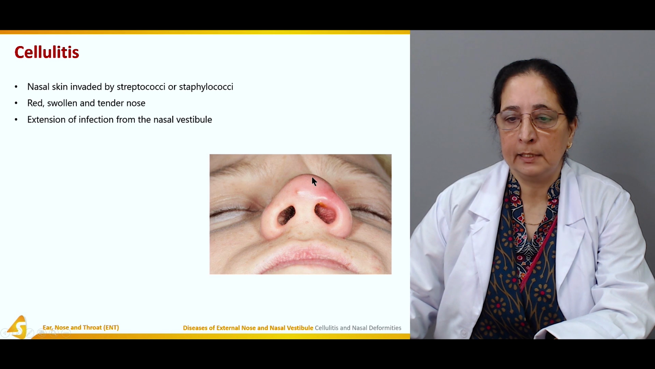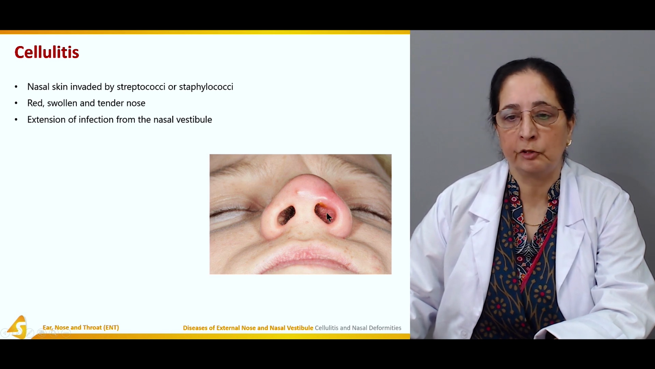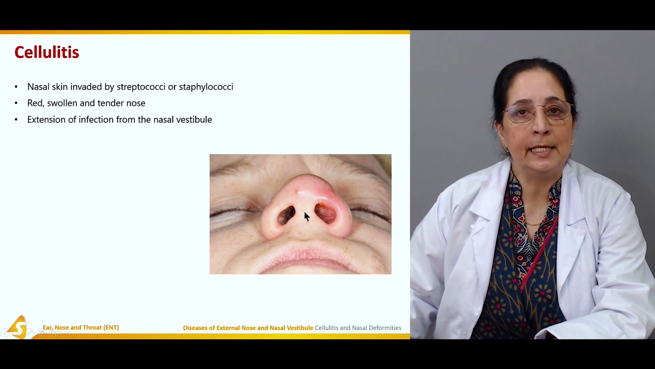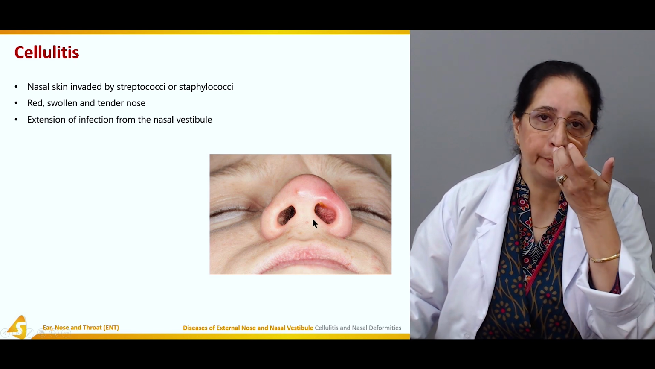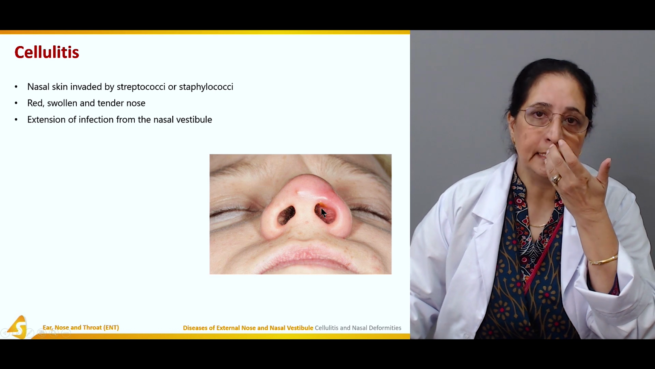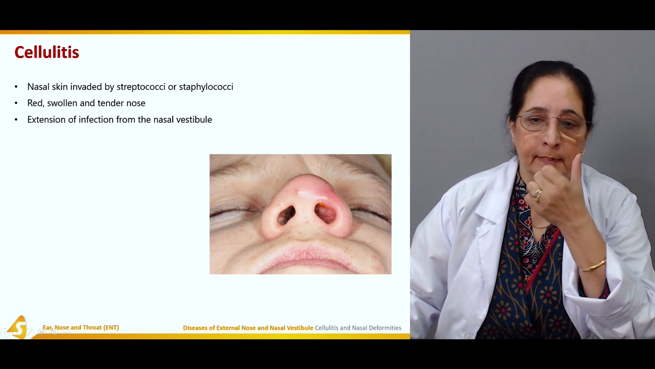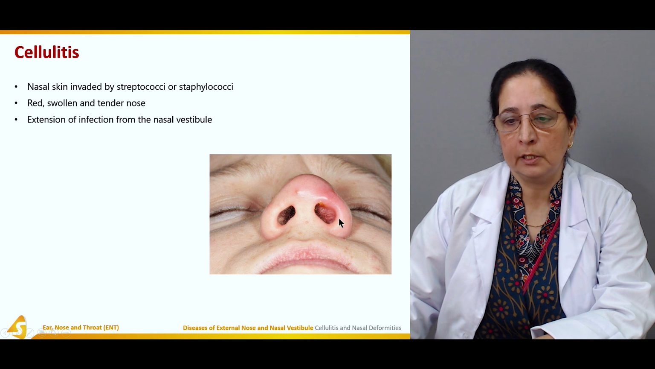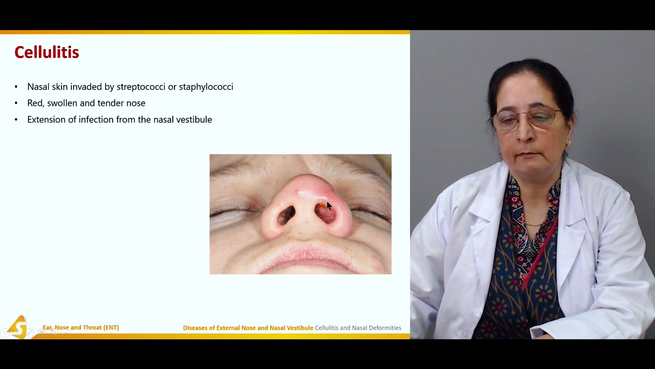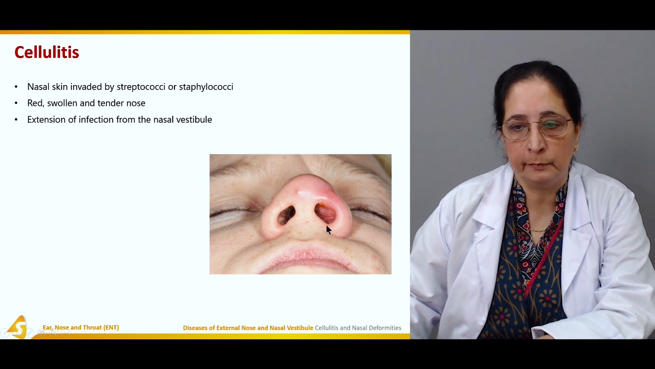So we have these are the two nares or nostrils. In between we have the nasal septum, which is the partition that divides the nose into two halves. And then the inner portion, these are the nasal vestibules. So it's spread from the nasal vestibule.